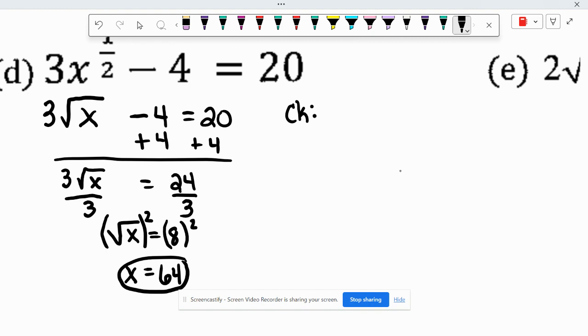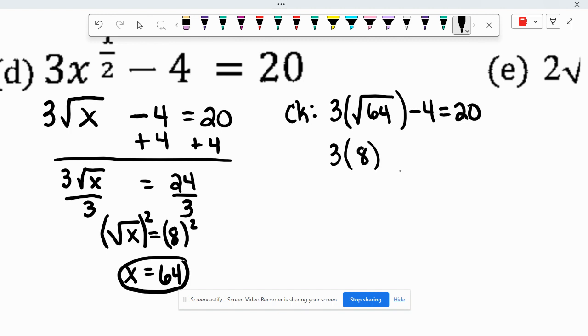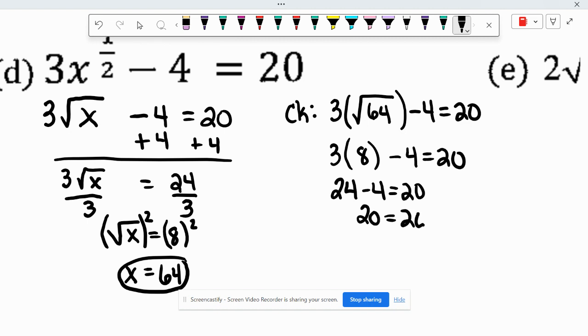So let's see. Check. 3 times. I'm going to plug it in as the square root of 64 instead of the 64 to the 1/2. I'm going to write it as the square root like we rewrote it. Minus 4 equals 20. Well, what is the square root of 64? So I really have 3 times 8 minus 4 equals 20. What is 3 times 8? 24 minus 4 equals 20. And what is 24 minus 4? Yeah, does 20 equal 20? Yeah.